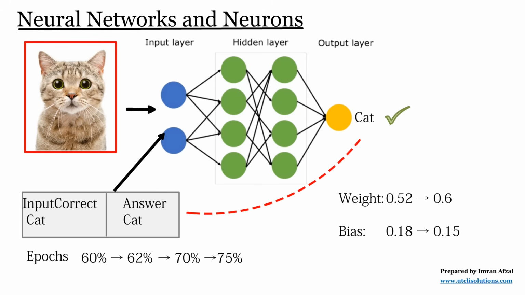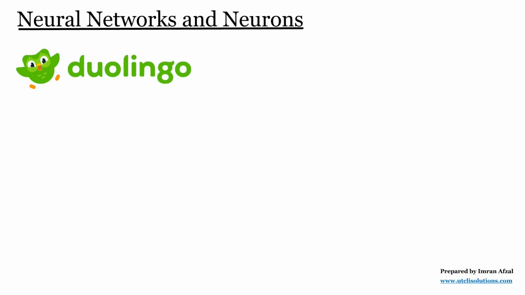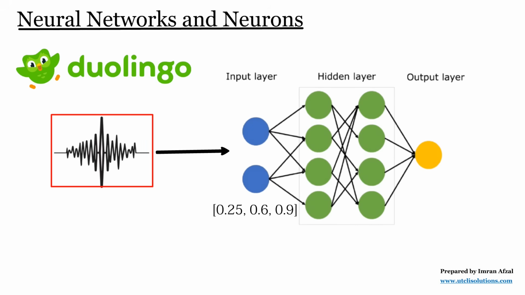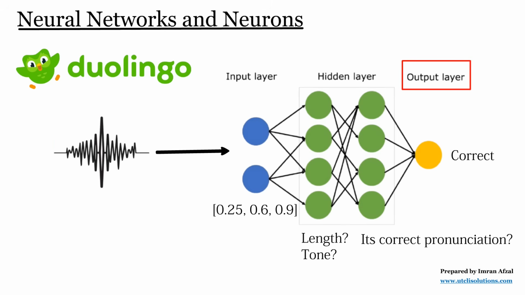Let's go back to our earlier example, Duolingo. Imagine you are using the app to learn French. You say a word into the microphone. The sound goes into the neural network. The input layer takes the sound wave and changes it into numbers. The hidden layers look at small parts of the sound, like how long it lasted or what tone you used. Then the network compares that to what a correct French word should sound like. The output layer says whether you pronounced it correctly or not.